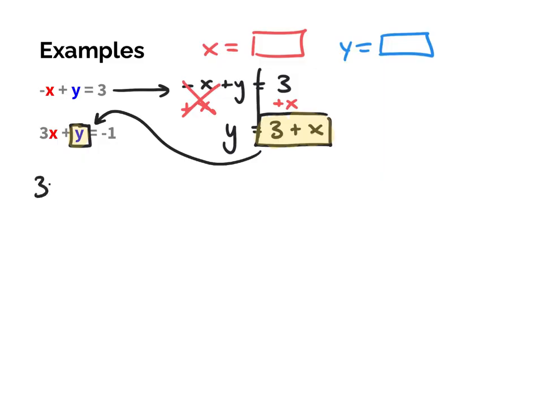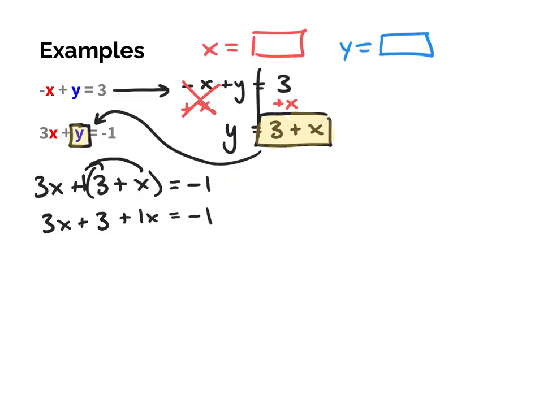To do that, I would have 3x plus, now instead of y, I'm going to write 3 plus x. If you want to, you can get used to putting parentheses around that. In this case, since there is no coefficient in front of y, it doesn't really make a difference. It would make a difference if that was a minus sign. Technically there is a 1 in front, so if I distribute that 1, it's not going to change anything. I'll have 3x, and then 1 times 3 is 3, 1 times x would be 1x, and that would equal negative 1.